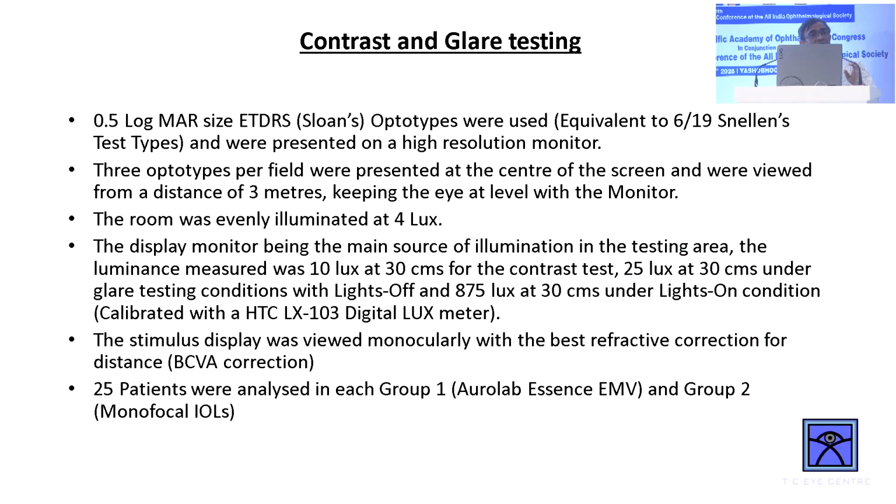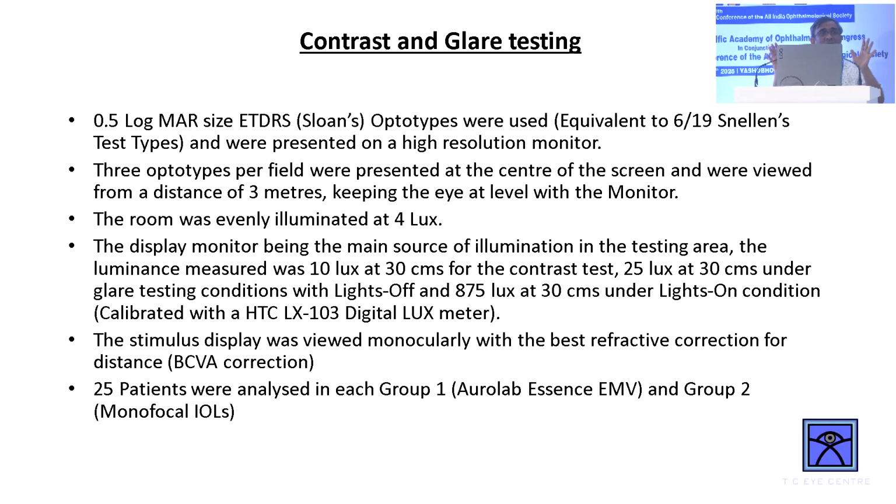So, we decided to compare, because companies would obviously sell us the most expensive lens that they have. But we decided to really check whether these lenses are as good as they claim to be. So, we created these contrast charts and glare charts, and how it was done was that we presented a 6/19 size Snellen test type to the patient, and only three optotypes were used.